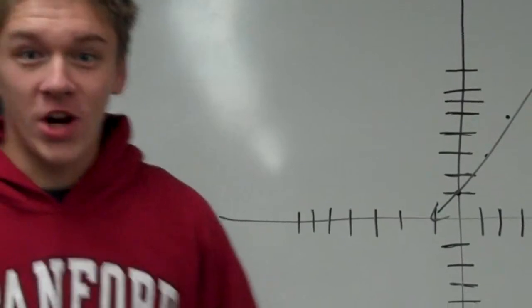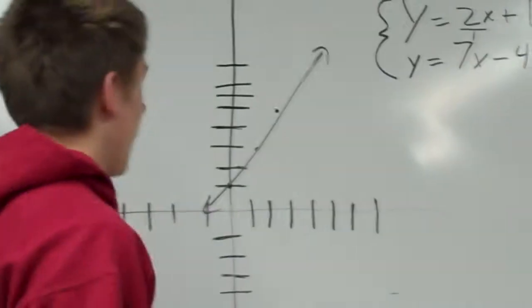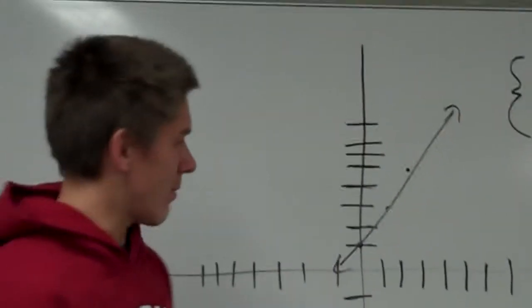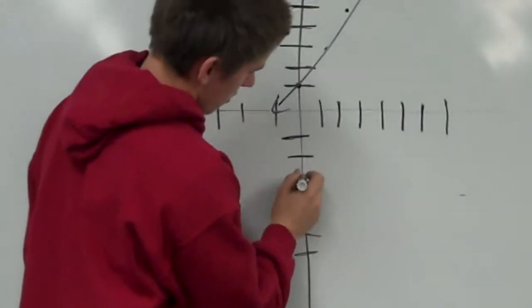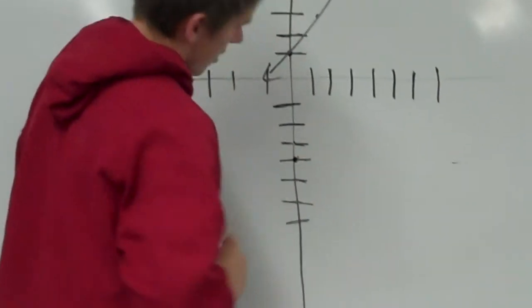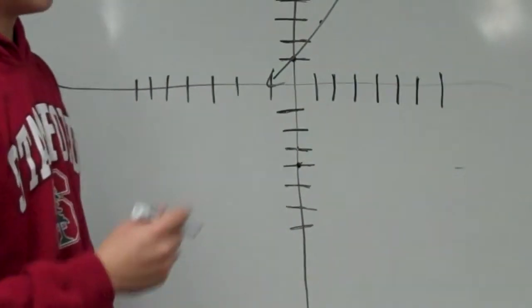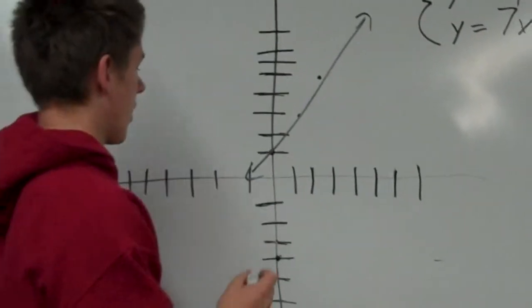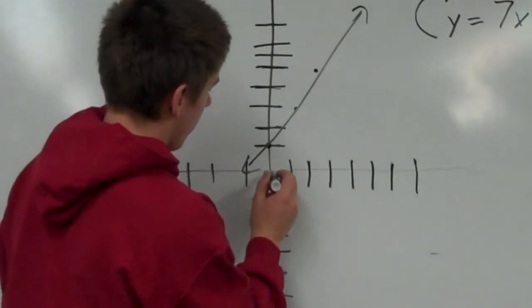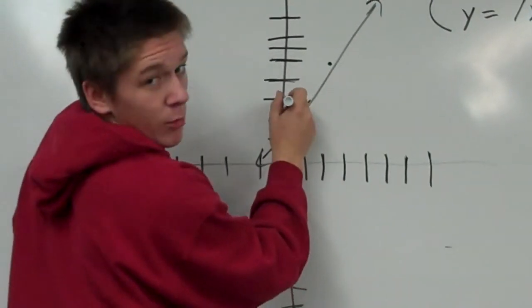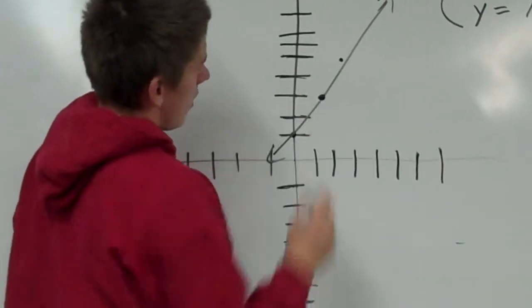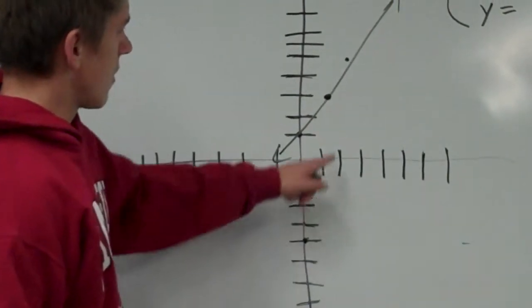So, we're going to do essentially the same thing for the next one. y equals 7x minus 4. Well, we know our y-intercept is minus 4, so 4 down. Start with our first point. 7x, that's rise over run, 7 over 1. So we're going to go 1, 2, 3, 4, 5, 6, 7 up, and 1 over.